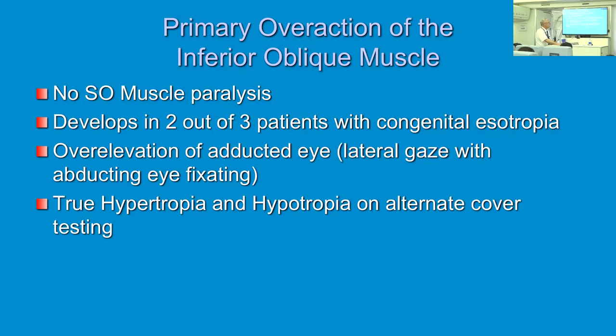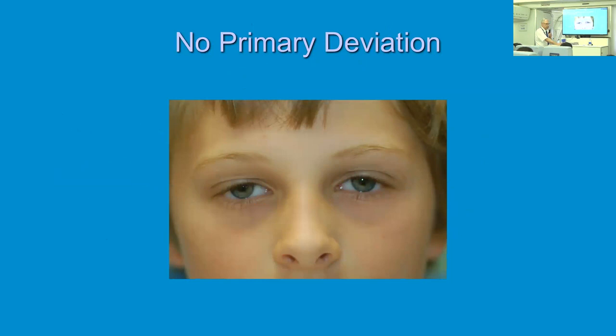So here's some examples of it. We'll make it a little bit easier to see or understand. This is a child with no primary gaze deviation at all. Eyes look like they're aligned, okay.